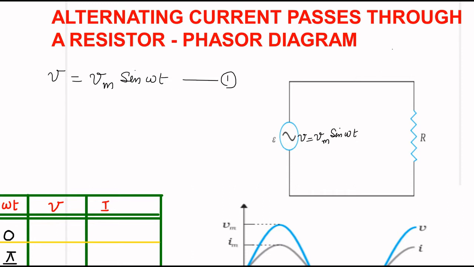The current through the circuit can be calculated using Kirchhoff's loop rule: the summation of EMF over the entire cycle through the circuit is 0. Using Ohm's law, the current I is equal to voltage divided by resistance. Substituting for V, Vm sin omega t by R.